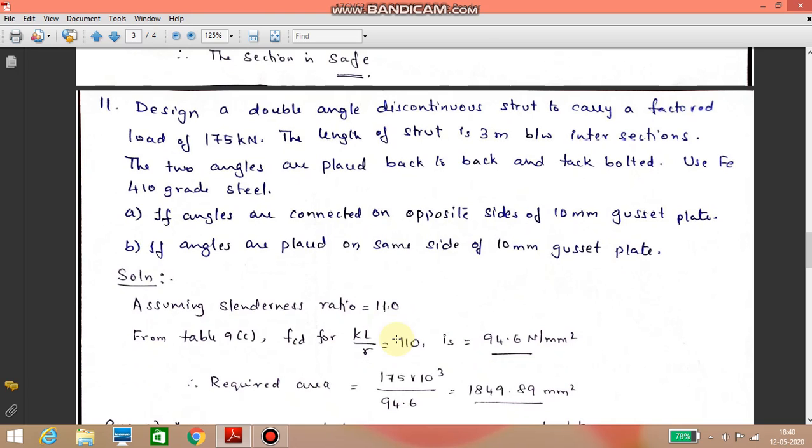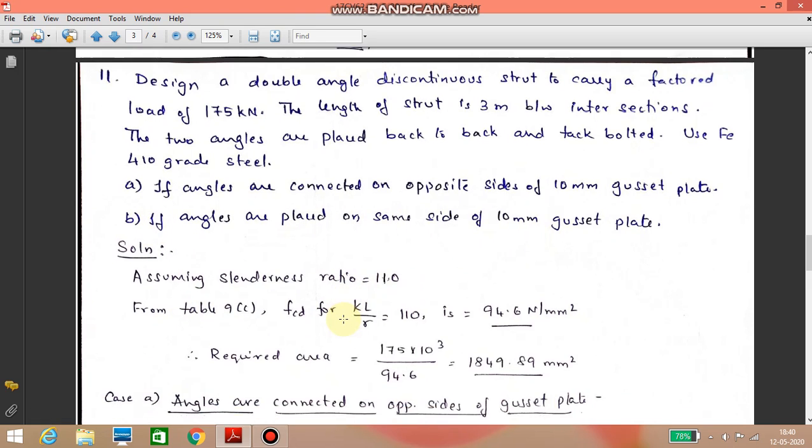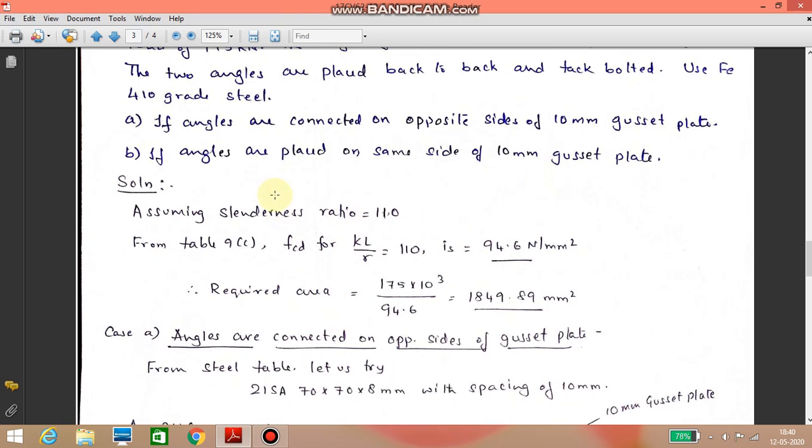Use Fe410 grade steel. There are two cases. First one, if angles are connected on opposite side of 10 mm gusset plate, and the second case, if angles are placed on same side of 10 mm gusset plate. Here also let us assume the slenderness ratio. For this case we will assume slenderness ratio equal to 110. Anything you can assume, 100, 120, no issues.